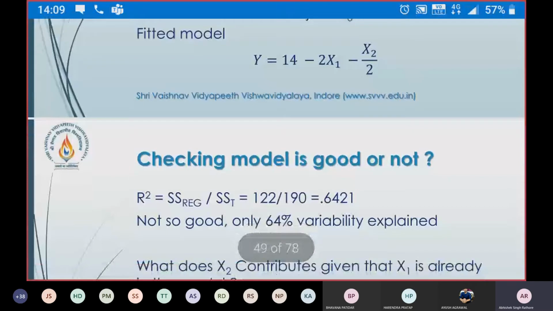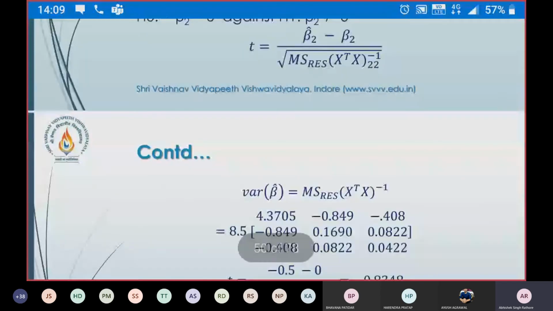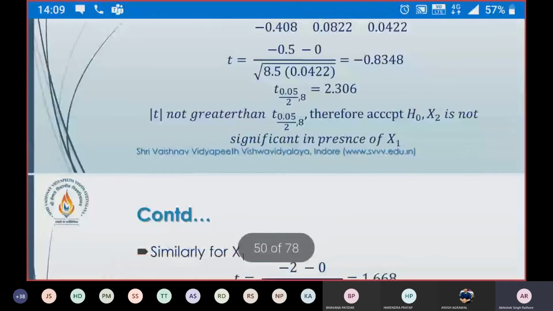The takeaway here is that x2 is not providing significant information over here. Fine. Now similarly, we have to calculate whether x1 is providing significant information in the presence of x2 or not. So again I am checking the values; we don't have to calculate all those models.